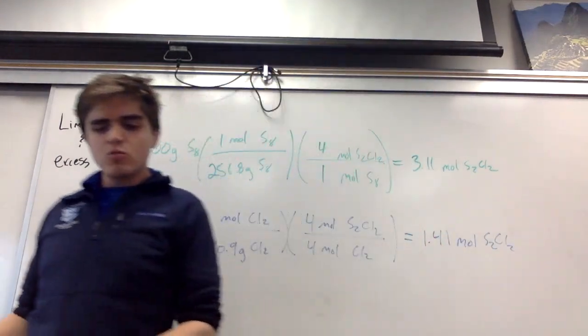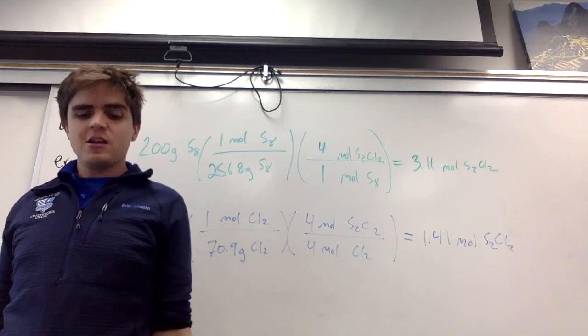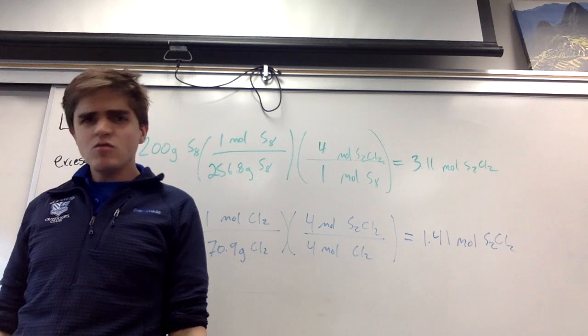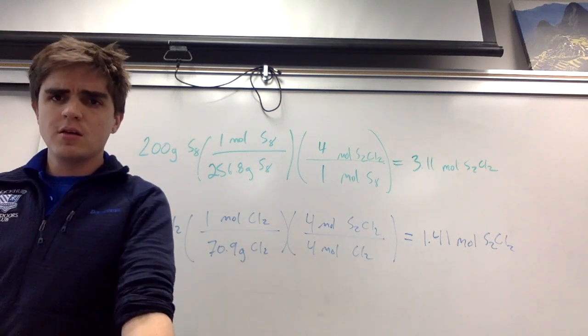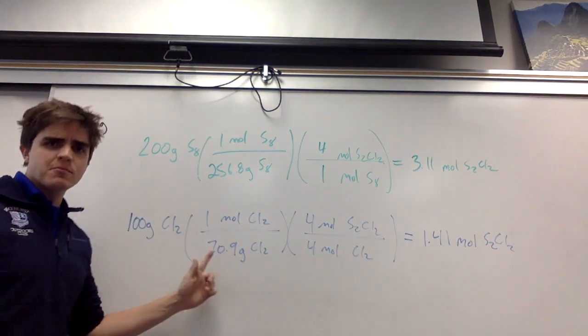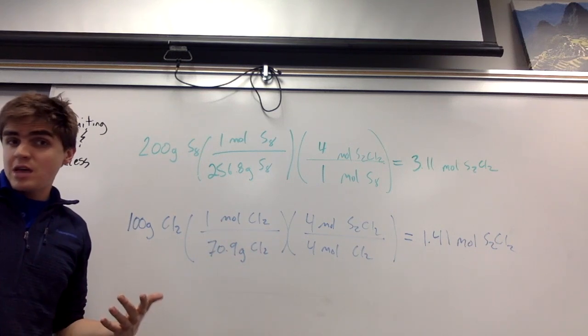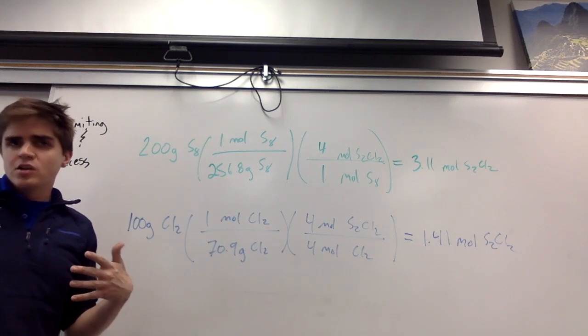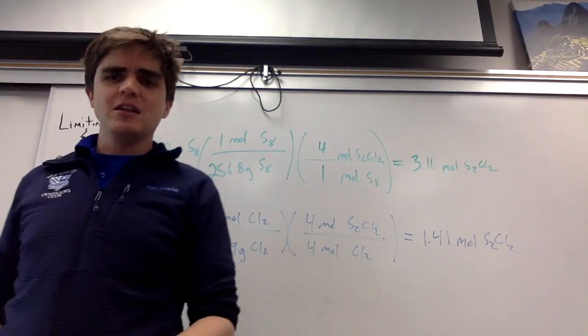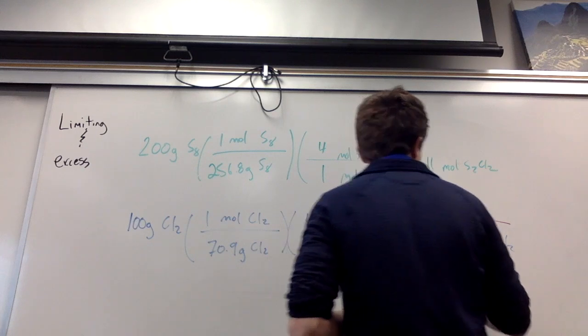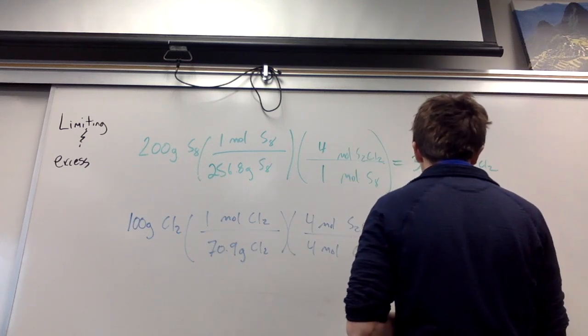The question at the bottom says, what's the excess and limiting reagent? Now in nature, you never get things for free. So clearly, whichever number is smaller is what's going to actually happen. So we call what actually happens the limiting reagent. So this is going to be our limiting reagent.